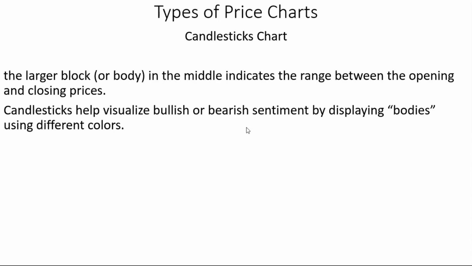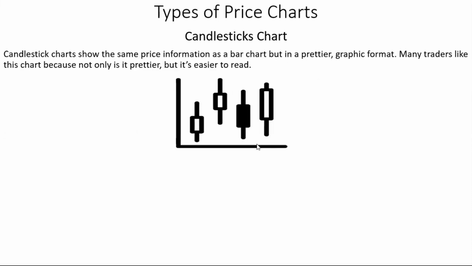So the candlestick helps visualize bullish and bearish sentiment by displaying bodies using colors. For example, the white body represents bullish, and the black body represents bearish. Open lower, close higher. Open higher, close lower. That's a bearish candle.